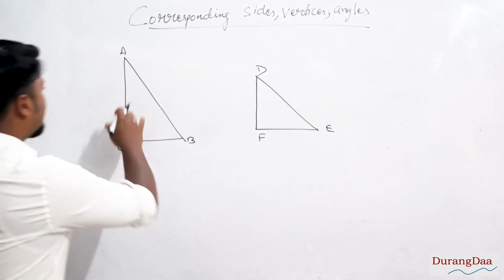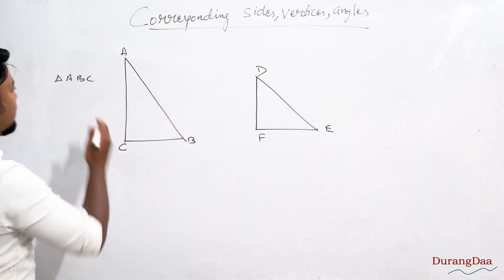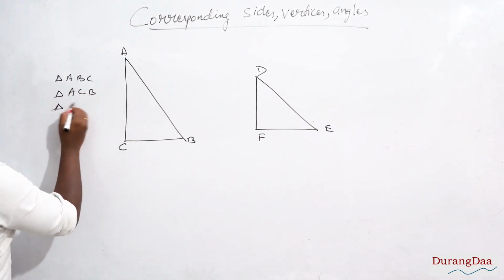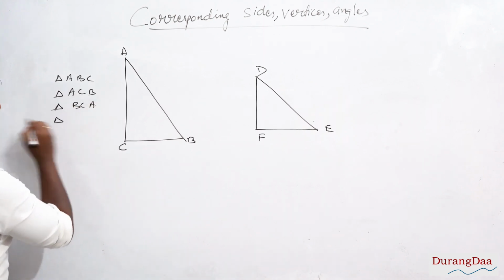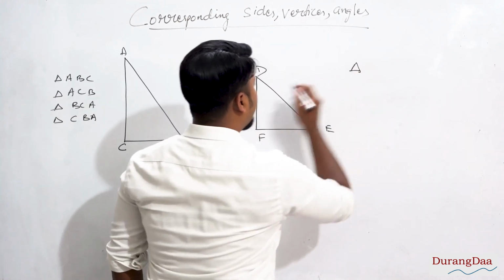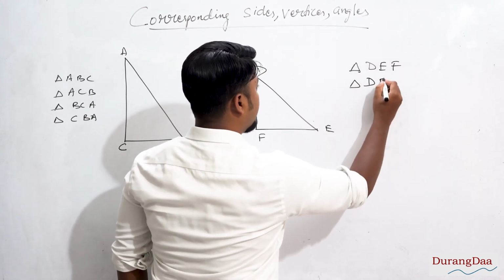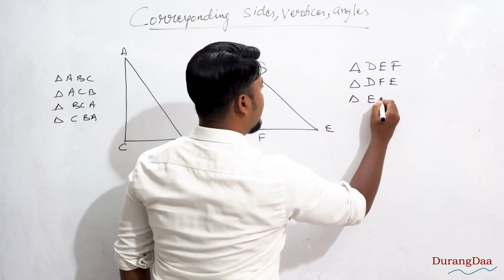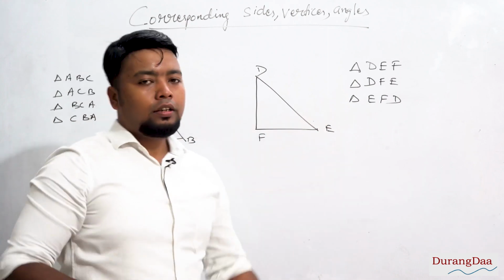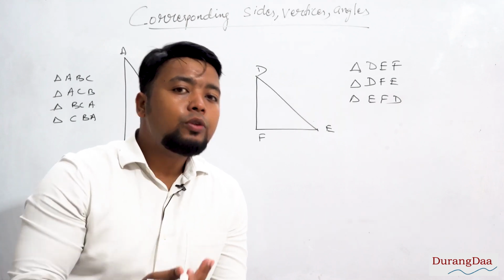Now this triangle I can name as triangle ABC, no problem here. Even I can name it as triangle ACB or triangle BCA or even triangle CBA, no problem. Same here, this triangle can be labeled as triangle DEF or triangle DFE or triangle EFD, as many ways as you like. While you are labeling or naming it like this, no problem, but the problem comes when you are comparing two different triangles.